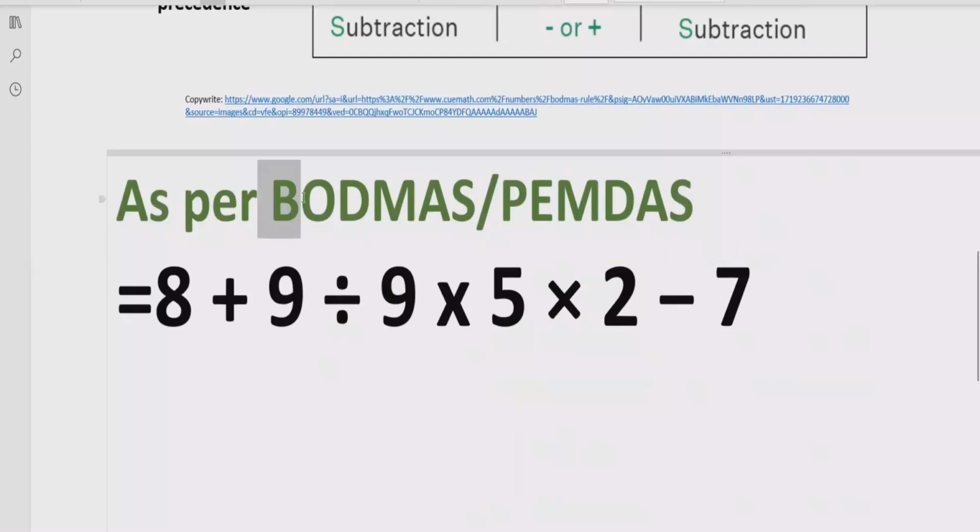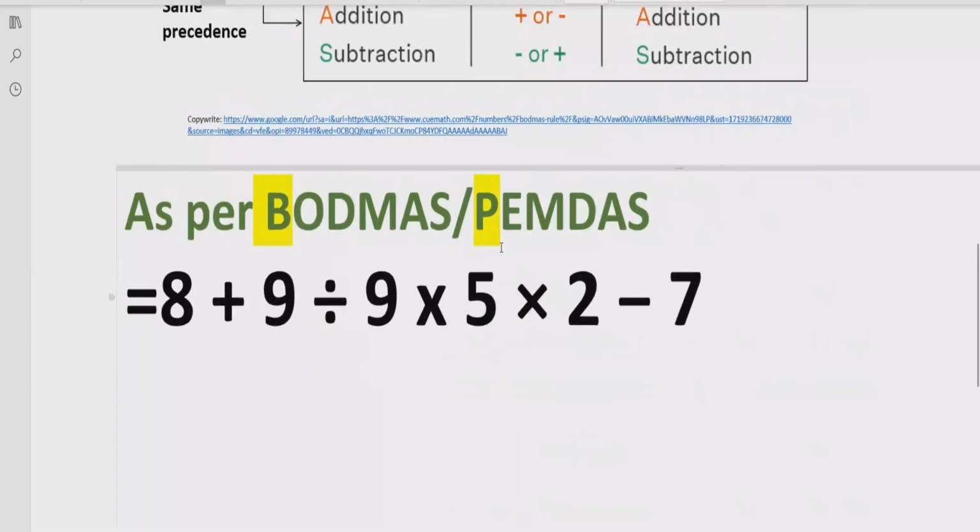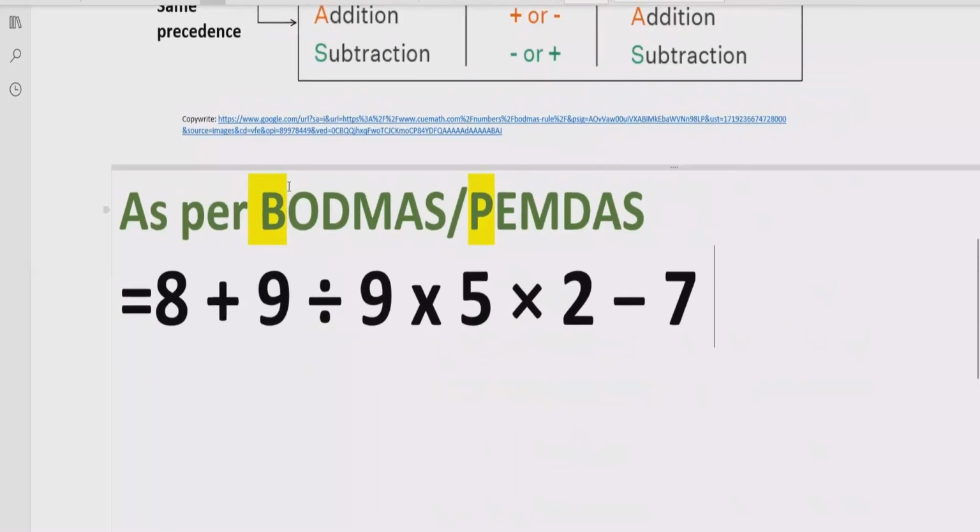According to the BODMAS and PEMDAS rule, first of all, we have to solve the bracket or parenthesis. But in our expression, we do not have any bracket or parenthesis. So now move forward to the next step, which is order, and you can see the exponent part. So we will go for this one, which is the exponent part. But in our expression, we do not have any exponent part or any number which has a power. So we can skip this one as well.